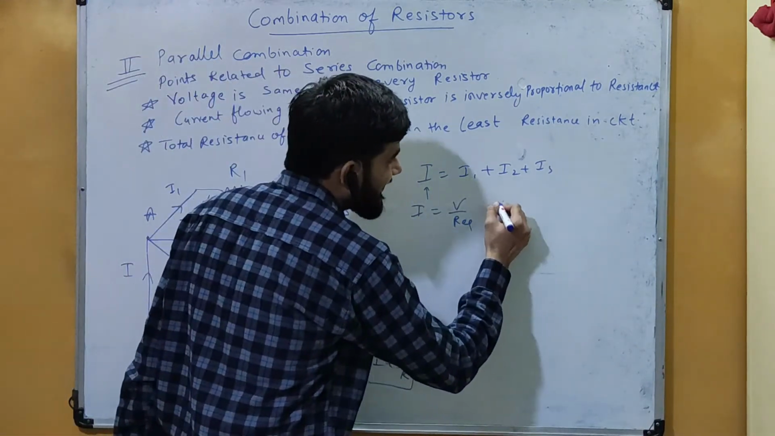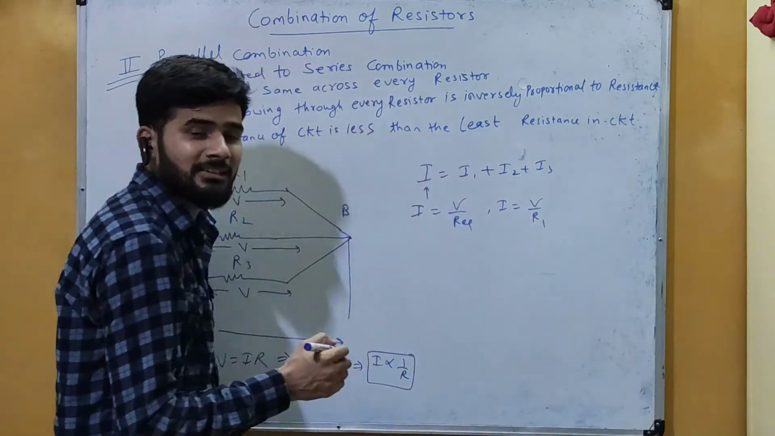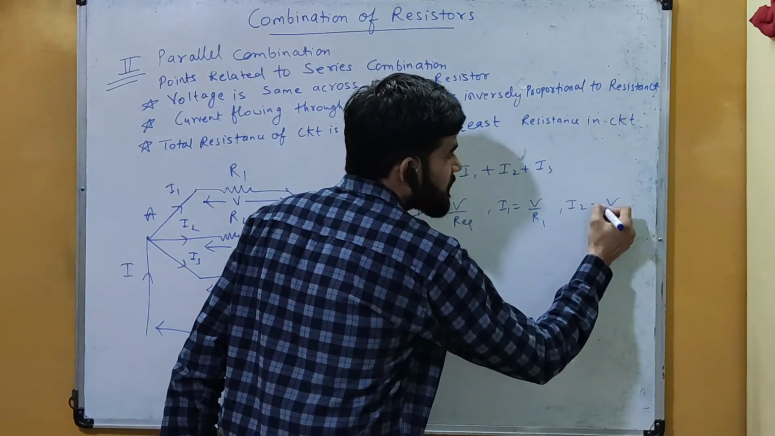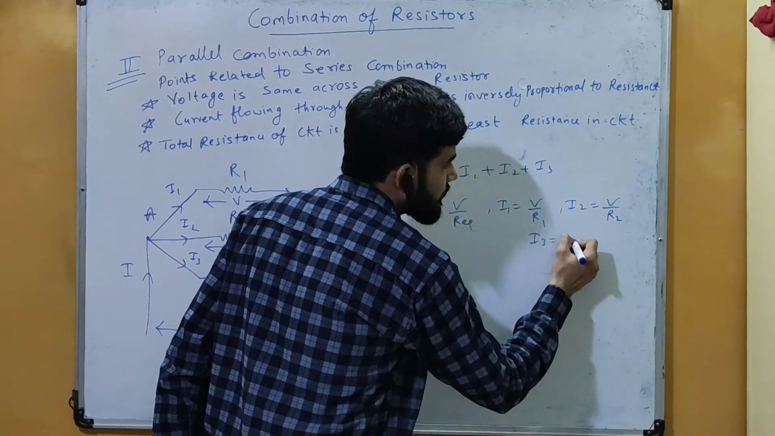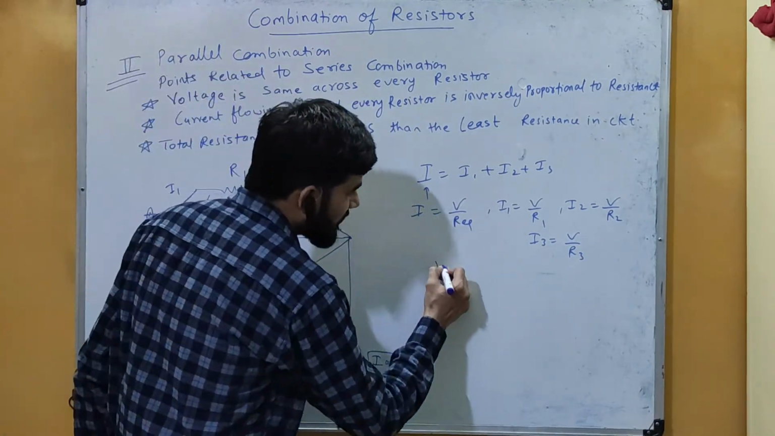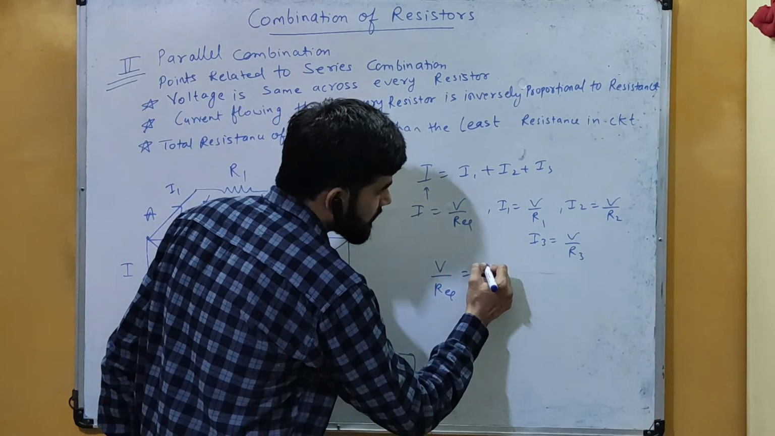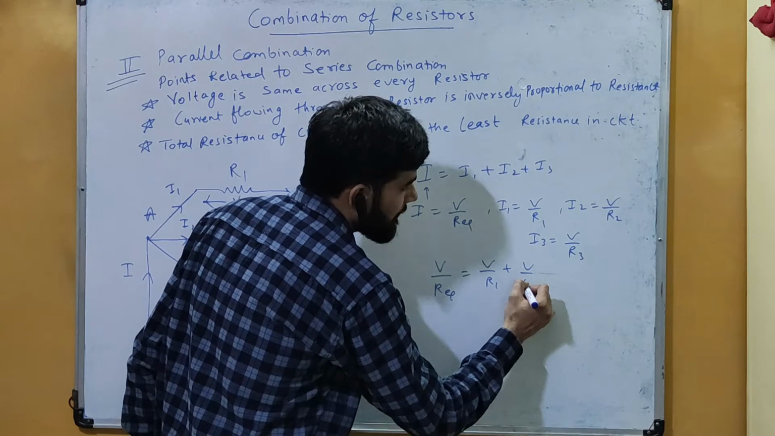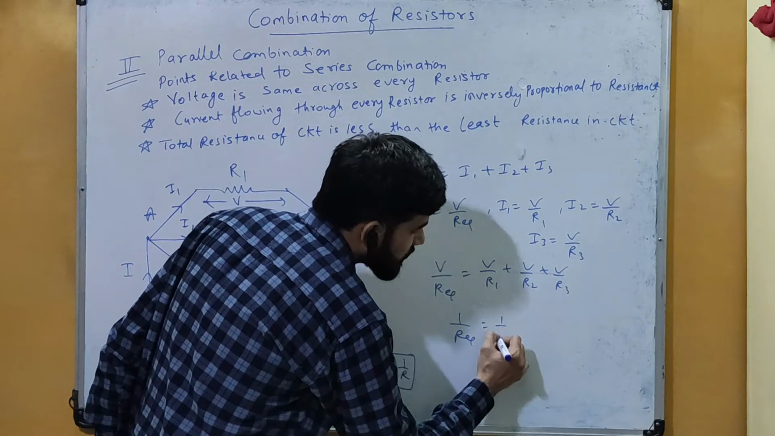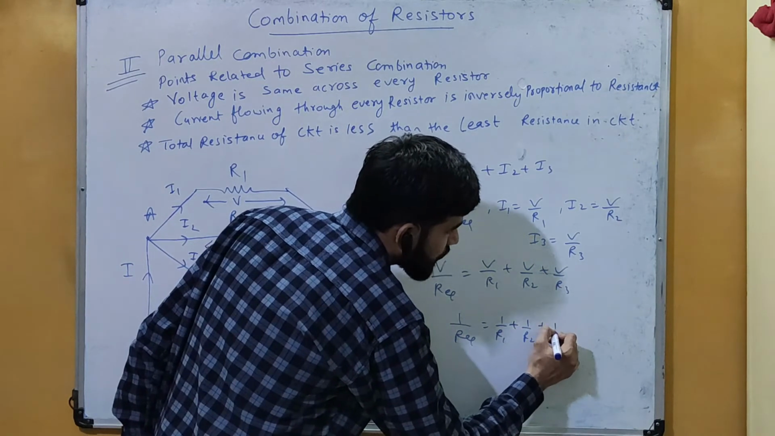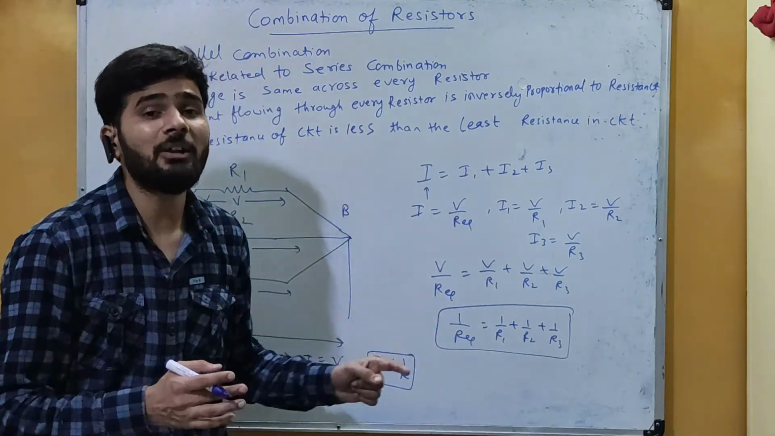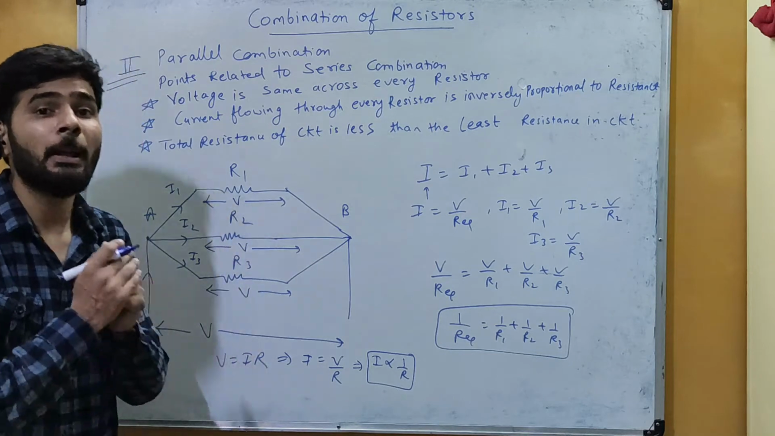Okay, in the same way I can write I is equal to V by R1, that is for the resistance R1, this current will be I1. In the same way this I2 is equal to V by R2 and this I3 is equal to V by R3. I will put all these values here in this equation, so I can write V by R equivalent is equal to V by R1 plus V by R2 plus V by R3. So I can write it as 1 by R equivalent is equal to 1 by R1 plus 1 by R2 plus 1 by R3. So in this way we can find the value of equivalent resistance when we have a number of resistors which are connected in parallel.